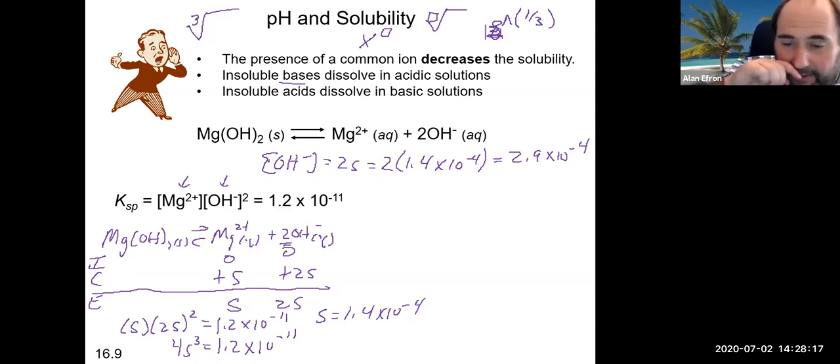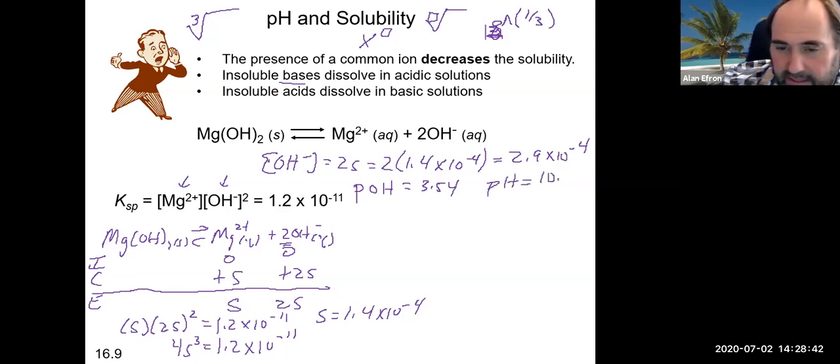So why would that be important? If I know the hydroxide concentration and I take minus the log of it, that is going to give me the pOH of 3.54. And that would tell me that the pH of the solution would be 10.46.